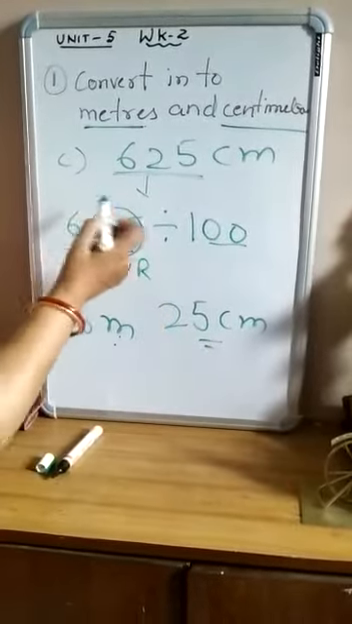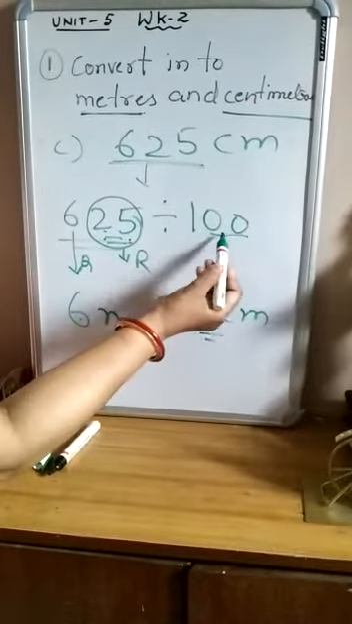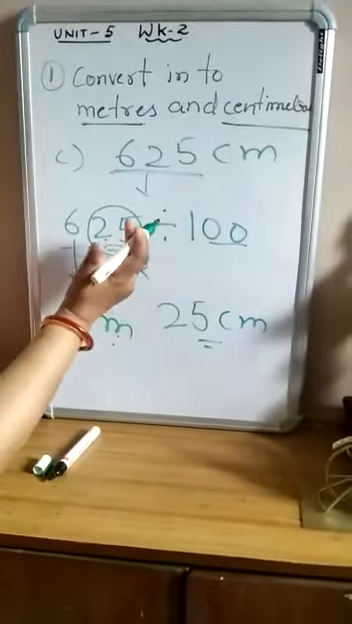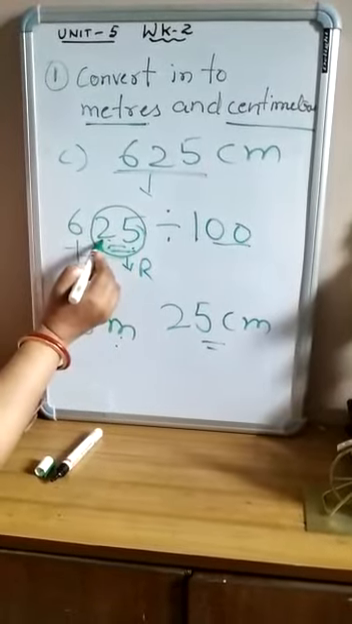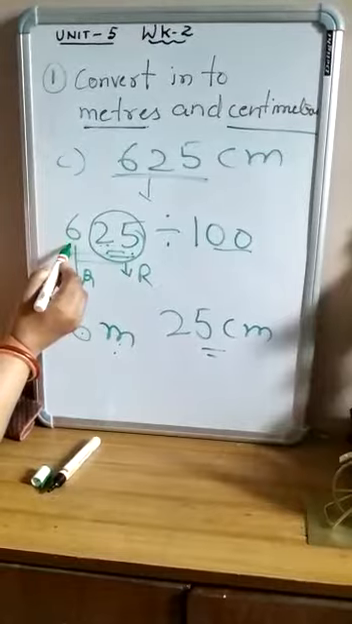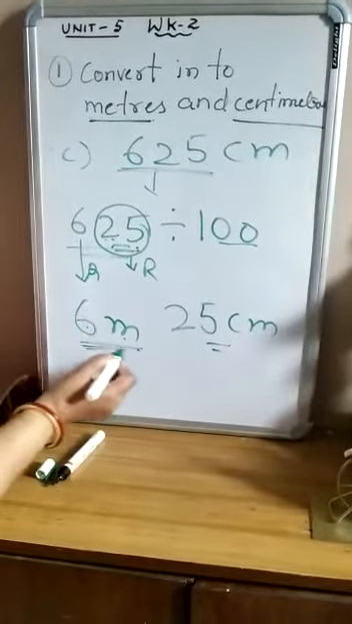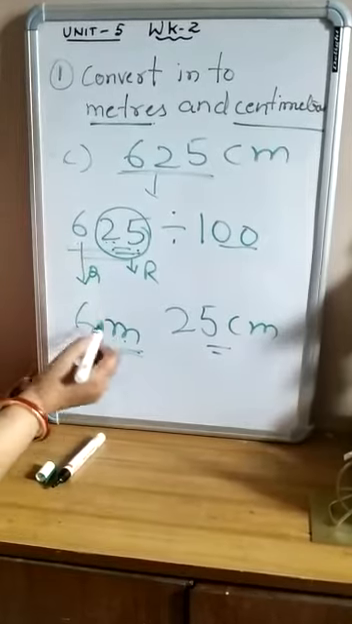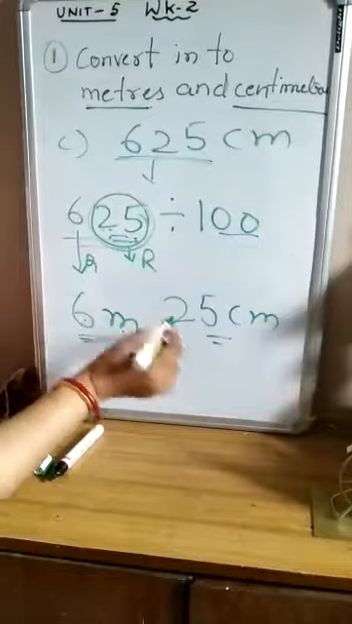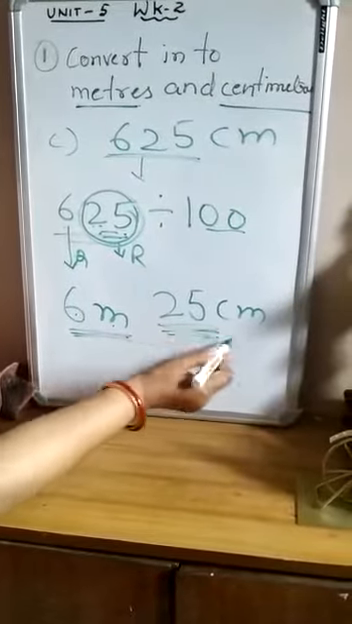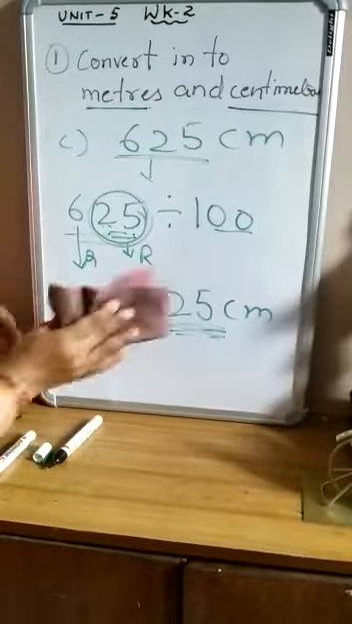Correct, children? What I have done, I have divided 625 by 100, and then in 100 there are 2 zeros. So I am removing, I will take away 2 digits from the right side, 1, 2. Okay. Now only 1 digit 6 is left. This is the quotient. So 6 quotient will be converted as a meter, 6 meter, and the remainder is 25. So remainder will be taken as the smaller unit, that is centimeter. So it is 6 meter 25 centimeter.